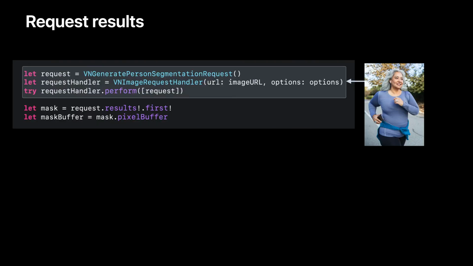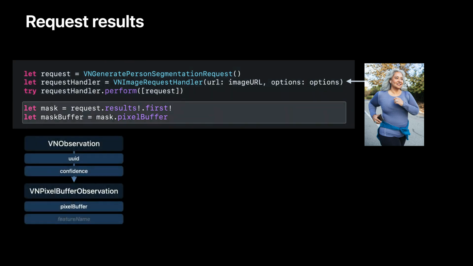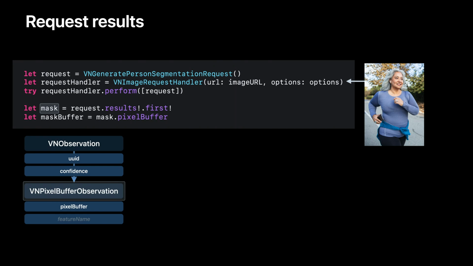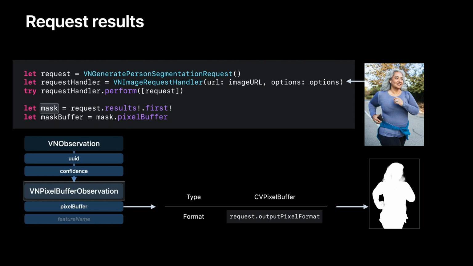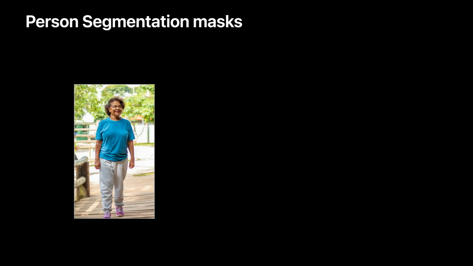So far, we have learned how to create, configure, and execute our person segmentation request. It is time now to look at the results. The results of processing person segmentation request come in form of pixel buffer observation object. Pixel buffer observation derives from observation, and it adds an important pixel buffer property. The actual CV pixel buffer object stored in this property has the same pixel format as our person segmentation request was configured with.